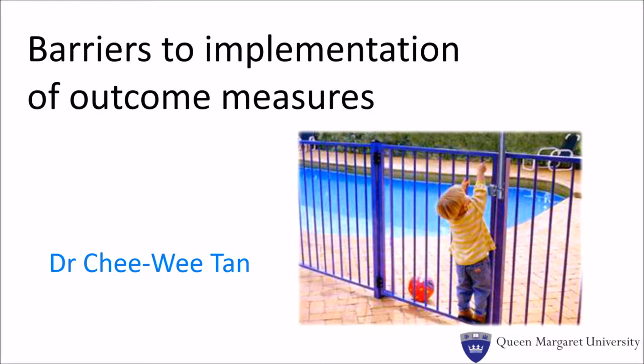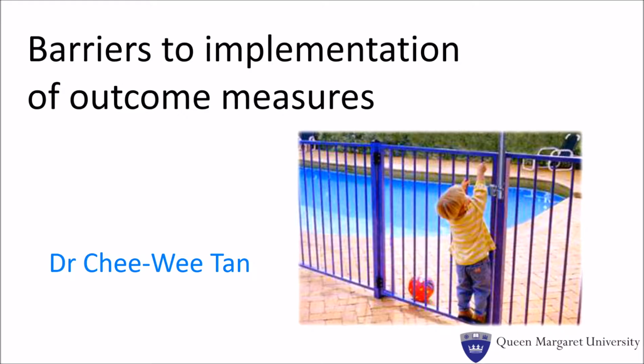Hi everyone. In this mini lecture, we're going to take a pragmatic approach to looking at the barriers to the implementation of outcome measures. Once you've chosen your outcome measure to be implemented in your own clinic, a lot of times there are a lot of logistical as well as personal and administrative barriers to the implementation of these outcome measures. So we'll look at some of them and then perhaps look at some solutions.